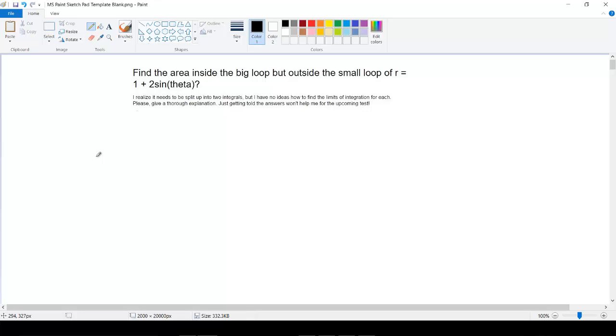I realize it needs to be split up into two integrals, but I have no idea how to find the limits of integration for each. Please give a thorough explanation. Just getting told the answers won't help me for the upcoming tests.